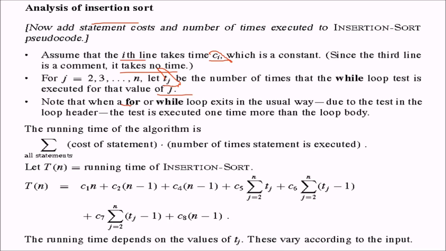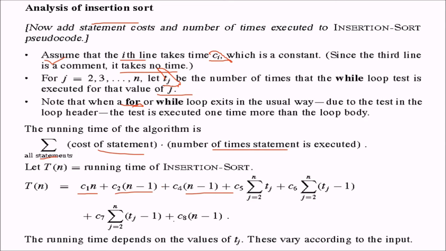We have to note that when a for or while loop exits in the usual way, because it is testing in the loop header, the test is executed one time more than the loop body. That is why the for line is executed n times, and the instructions inside the for are executed n minus 1 times. So the running cost of the algorithm will be the summation over all statements of the cost of the statement times the number of times it is executed. So the running time of insertion sort will be c1n plus c2(n minus 1) plus c4(n minus 1). We are not taking c3, as I suggested, because it is just a comment. And we add all of these.